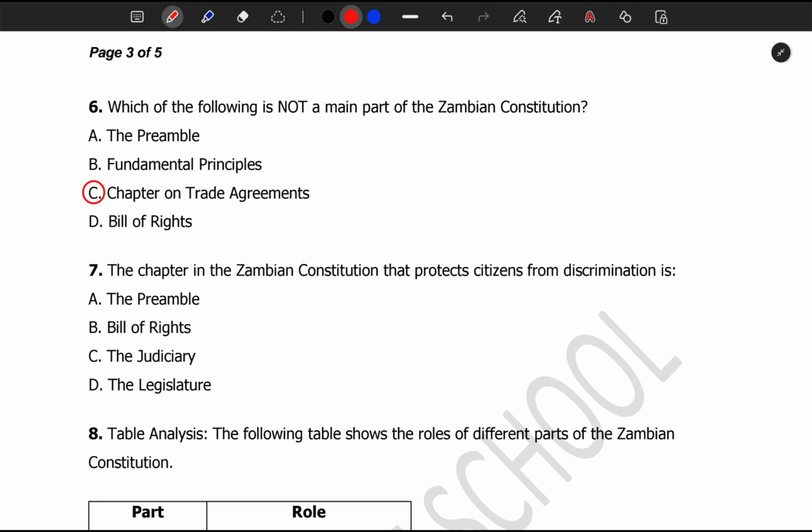All right. Question 7 says, the chapter in the Zambian Constitution that protects citizens from discrimination is called A, the preamble. B, the Bill of Rights. C, the judiciary. And D, the legislature. It is actually the Bill of Rights. So the Bill of Rights protects citizens from discrimination, and it also guarantees these citizens freedoms.